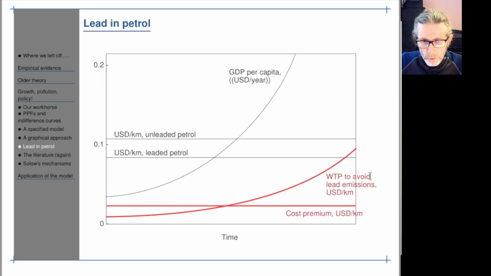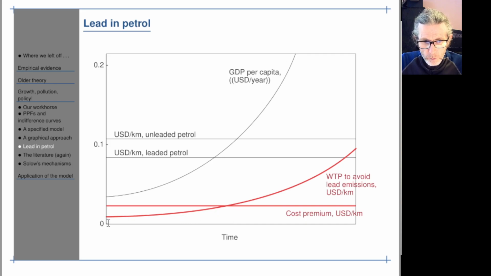So this is a different way of showing the same thing as in the model, okay. Here we have GDP per capita. Here we have willingness to pay to avoid lead emissions. Here we have the cost of driving a car with leaded petrol per kilometer. Here we have the cost of driving with unleaded petrol is higher. And this gap, that's the cost premium. And this line is the willingness to pay to avoid the emissions from that kilometer with the lead.